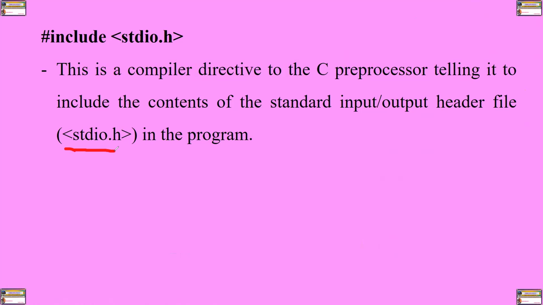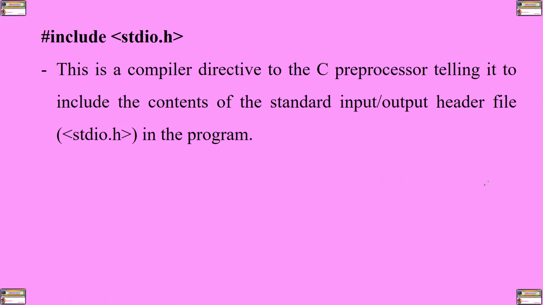stdio.h. This is simply like an acronym, though it is a name for the file, but it stands for standard, that is std, standard input-output header file. It is a compiler directive to the C processor, telling it to include the contents of the standard input-output header file in the program. Simply, it is telling the compiler, go and read the contents of this file that has been saved as a header file.